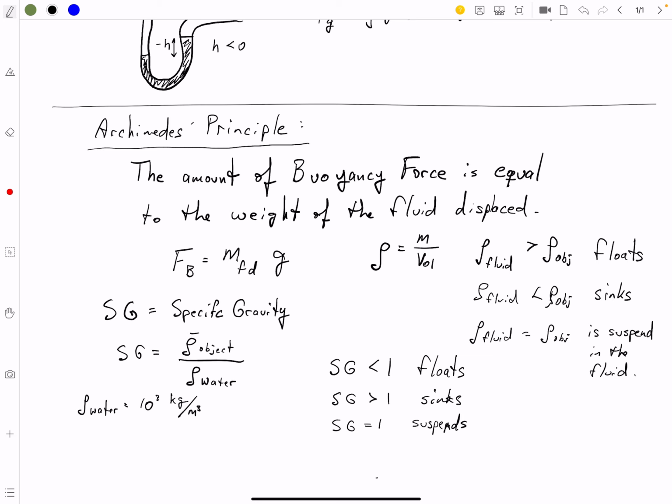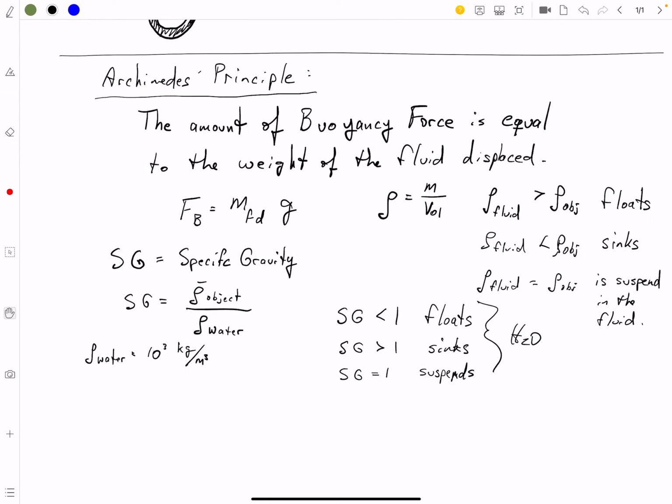All right, now this is all with relationship to water. Now you can have specific gravity in mercury, and your specific gravity in mercury is going to be different than your specific gravity in water. Okay, so that is something that could happen, and most things are less dense than mercury. It's fairly dense, so most things would float on top of mercury.